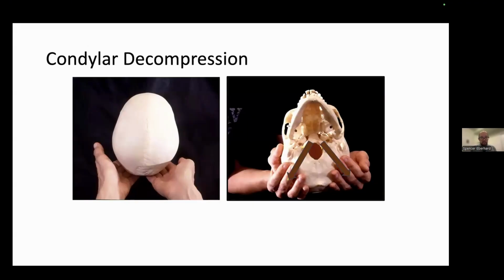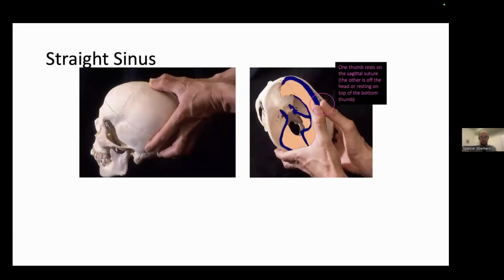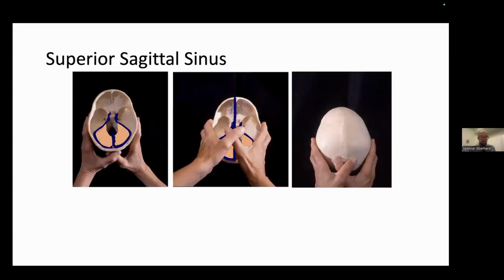We can also do the condylar decompression, which is similar to the occipital decompression, to help the transverse sinuses as well. And then we also work on the straight sinus by using two different components beneath the skull and on top of the skull to get that straight sinus, which is more in the middle of the brain itself. And then we work on the superior sagittal sinus, which is right here at the top. So you have these huge sinuses that drain a lot of the blood from your head, and we're just trying to help the venous drainage system get all that toxic waste out of your brain.